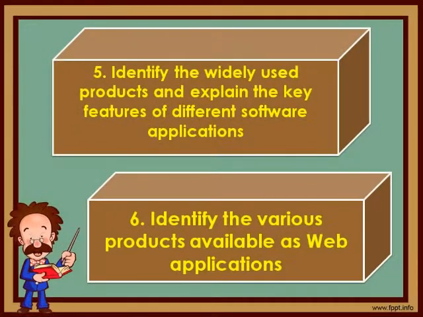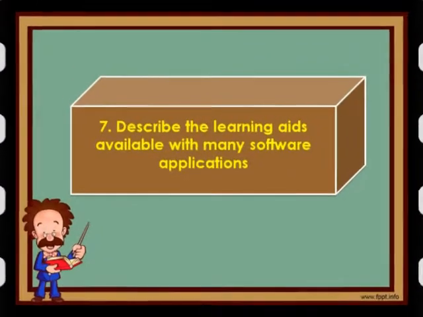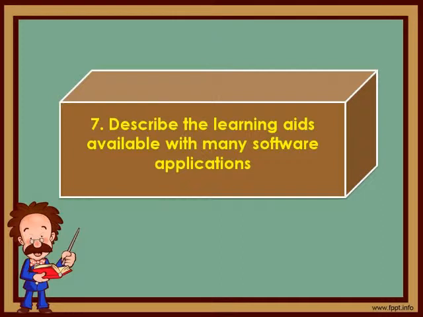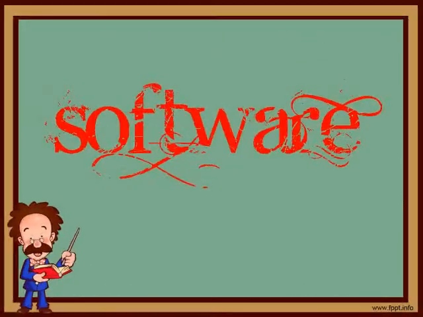Fifth is to identify what are the widely used products and explain the key features of different software applications. Sixth is to identify the various products available as web applications. And lastly is to describe the learning aids available with many software applications. But before discussing about this, let us first define what is software.